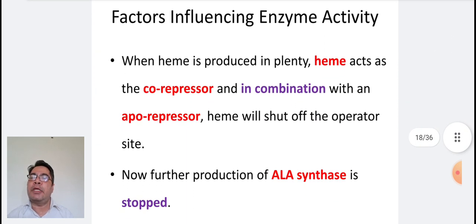When the heme is produced in plenty, heme acts as a co-repressor, and in combination with the aporepressor, heme will shut off the operator site. Now further production of ALA synthase is stopped.